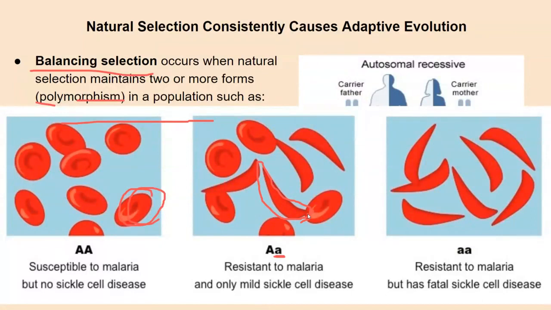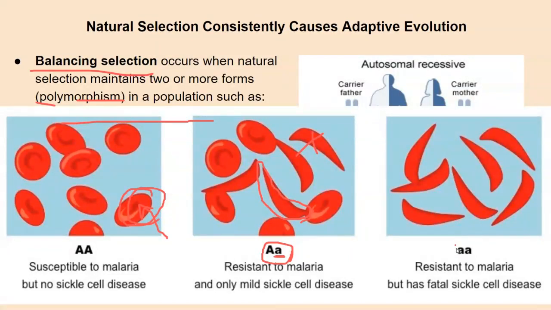But here's the thing. In areas where there are lots of mosquitoes, like tropical climates, there's a disease called malaria, and malaria likes to hide inside of the red blood cells. It cannot hide inside of these sickle-shaped cells. So, if you have one recessive gene for sickle cell anemia, it protects you against malaria.